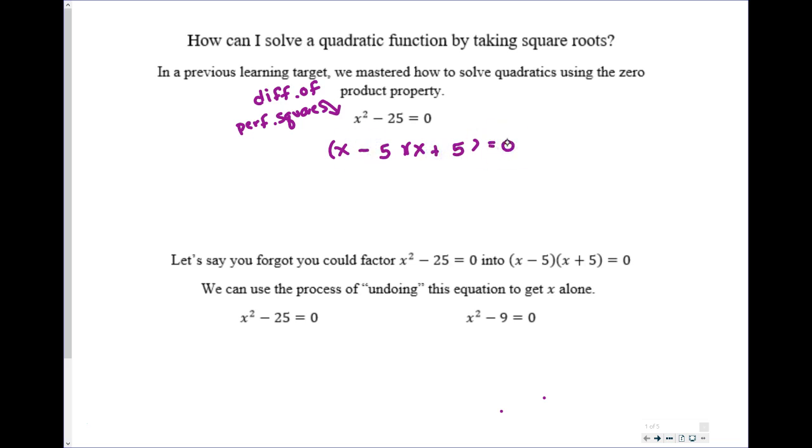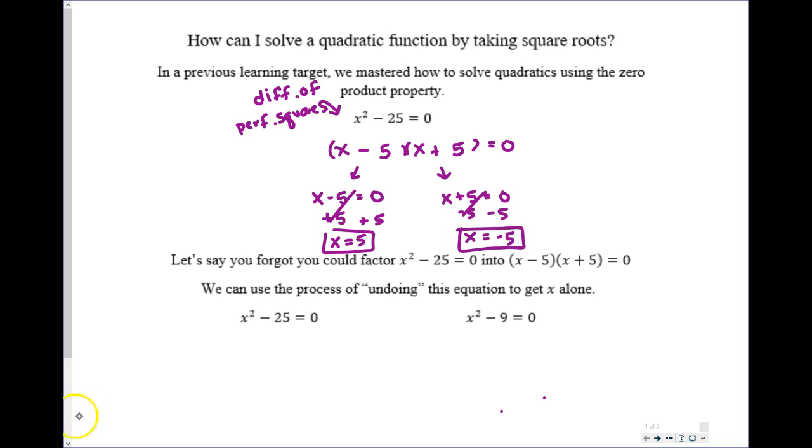Now that we've factored it, remember from the other learning target, you take each of these factors, set them equal to 0, and then solve these little mini equations. You end up getting x equals 5 and another solution of x equals negative 5. So that's one way we could solve a problem like this.